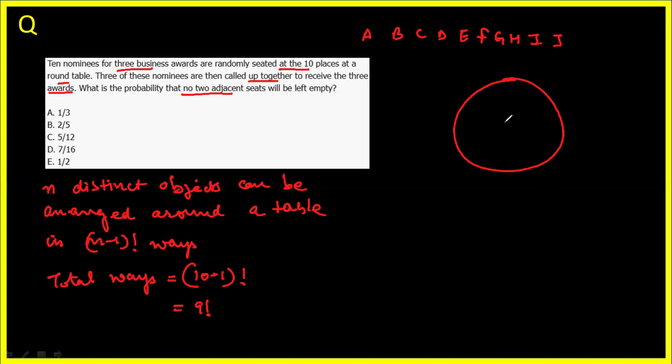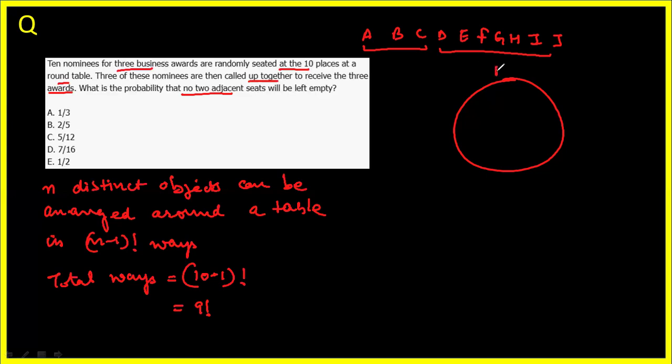Now the question, what are the favorable number of outcomes? It says that no 2 nominees who have got the award should sit adjacent to each other. Let's say that A, B, C are 3 nominees who got the award. That means the remaining 7 do not get it, right? If A, B, C are not to be seated together, first make the rest of the 7 seated. In these types of questions, just apply this and you will get the answer. Just make the 7 of them sit on the 7 positions.